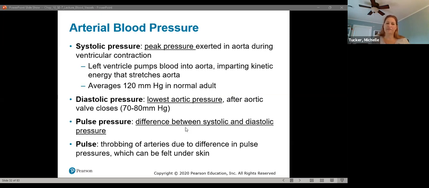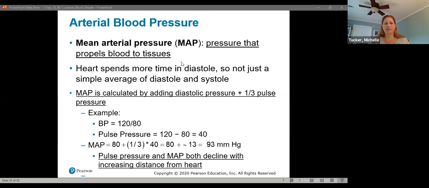You'll need to be able to calculate or determine these from a graph, or if I give you the systolic and diastolic, then you would need to be able to calculate pulse pressure as well as mean arterial pressure. So it will either be a combination of graphs and or where I give you numbers and you calculate it out.